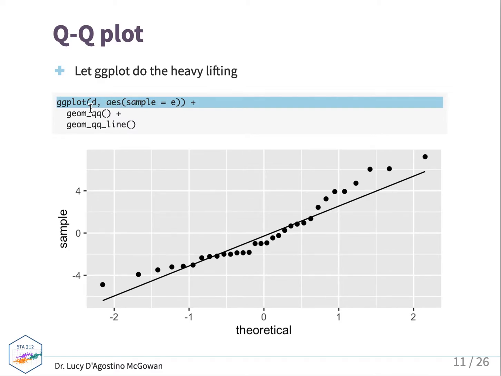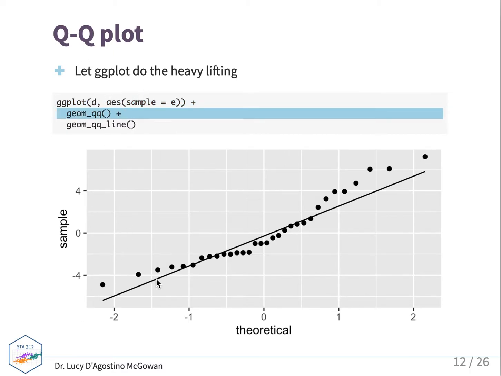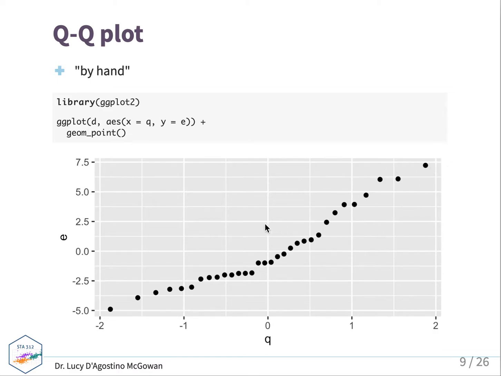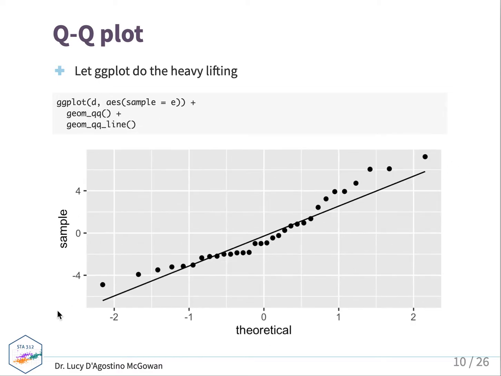So in this case, we've got a data frame d. The name of our residual variable is e, so that's going to be the sample. And then geom_qq is what's actually putting these points down. So if we just ran these top two lines, we would get exactly the same plot as I got when I plotted this by hand. And then this geom_qq_line draws that nice reference line for us so we can see, do these points really follow the line we would expect them to?